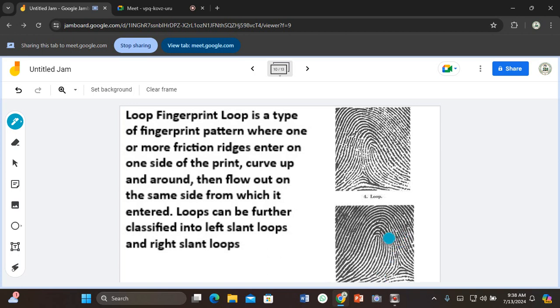And we said every loop has a core. We have a core and a delta. Between the delta and the core, if you count the number of ridges between them, then we have what is known as ridge count. So ridge counting involves drawing a line from the core to the delta, but the delta itself and the core are not counted. You don't need to count them.